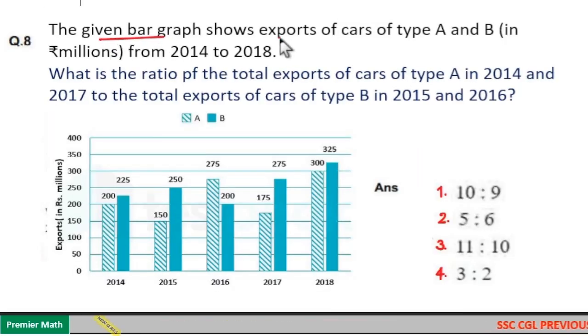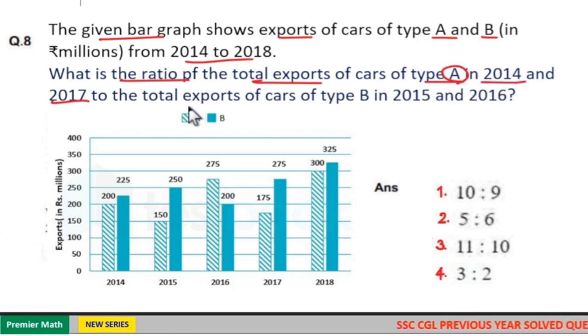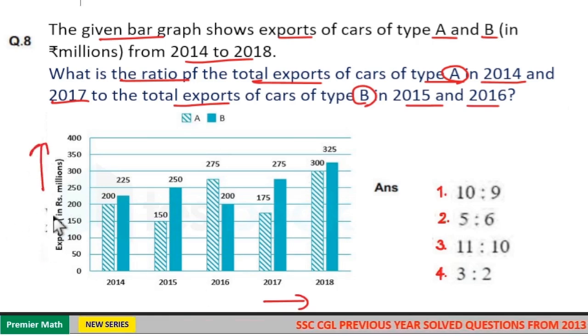Given bar graph shows exports of cars of type A and B in millions from 2014 to 18. What is the ratio of total exports of cars of type A in 2014 and 17 to the total exports of cars of type B in 2015 and 16? Here, x-axis shows number of years and y-axis shows exports in millions. We need cars of type A in 2014 and 17. Here 14 and 17 we need A.